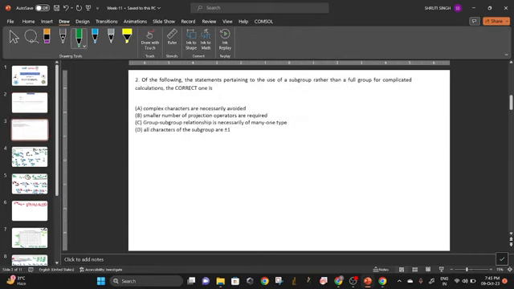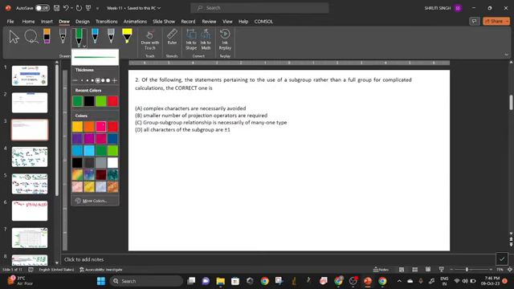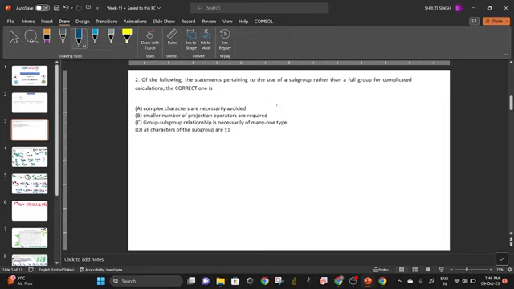Of the following, the statements pertaining to the use of a subgroup rather than a full group for complicated calculation. The correct one is: complex characters are necessarily avoided, smaller number of projection operators required, group subgroup relationship is necessarily of many one type, all characters of the subgroup are plus one. So here we had a question regarding complete and incomplete projection operators, right? Now the question is about group and subgroup.